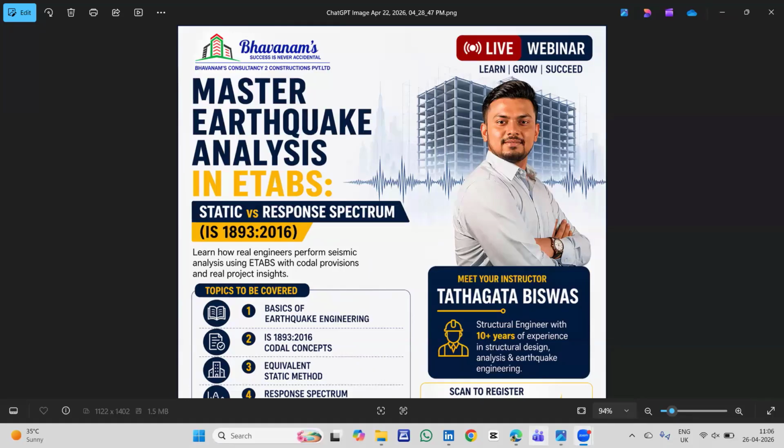As civil engineers, we often learn concepts in theory, but understanding how things actually work in real-time projects is what the industry expects. So today's session is going to give you practical insights into earthquake analysis and design execution in ETABS, which is very important for every aspiring civil engineer.